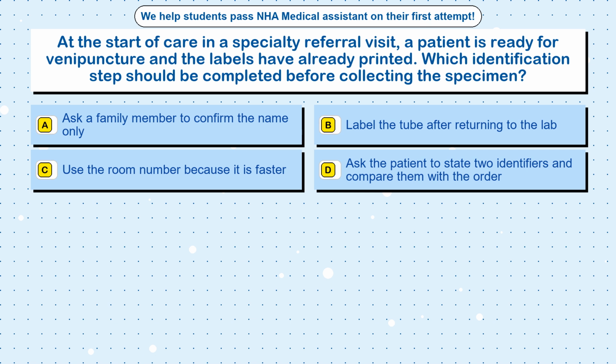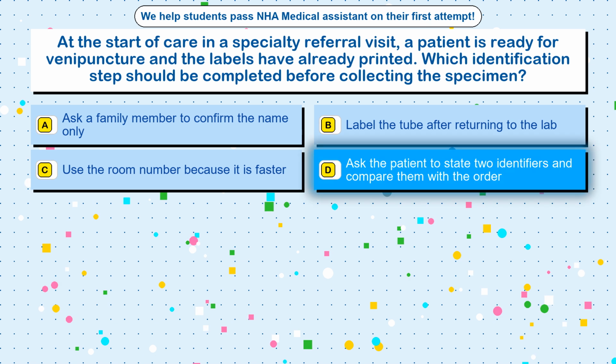Option A. Ask a family member to confirm the name only. Option B. Label the tube after returning to the lab. Option C. Use the room number because it is faster. Option D. Ask the patient to state 2 identifiers and compare them with the order. The correct answer is option D.